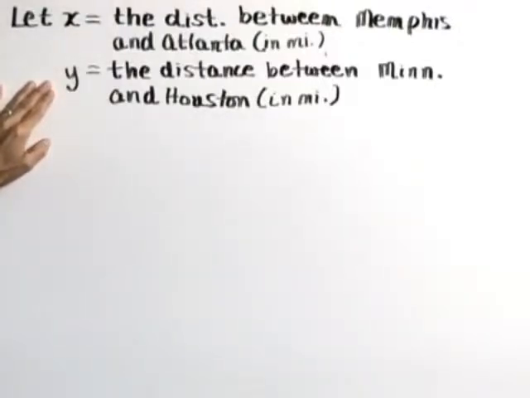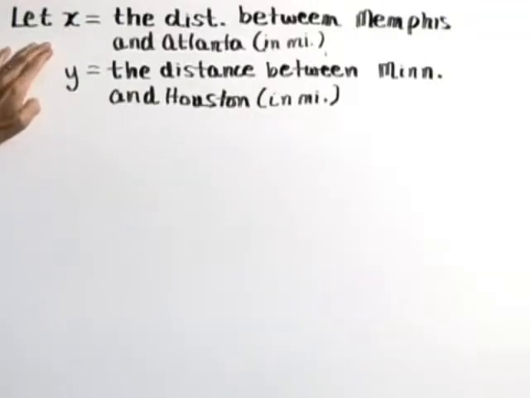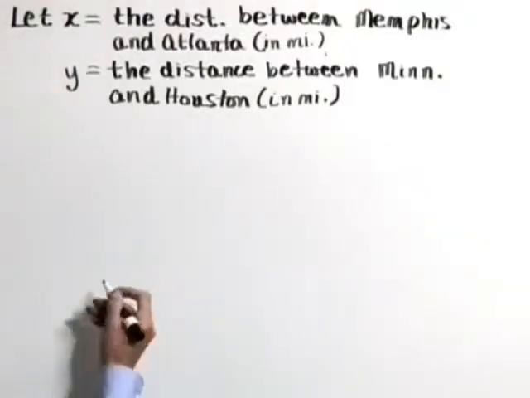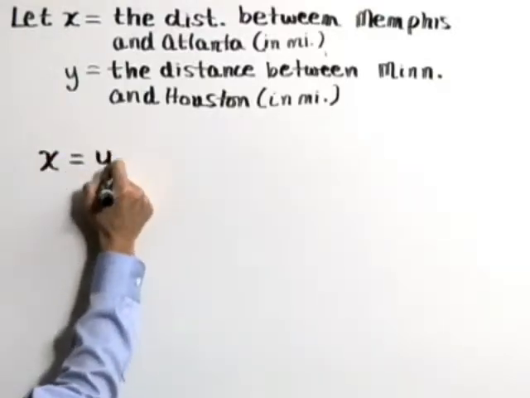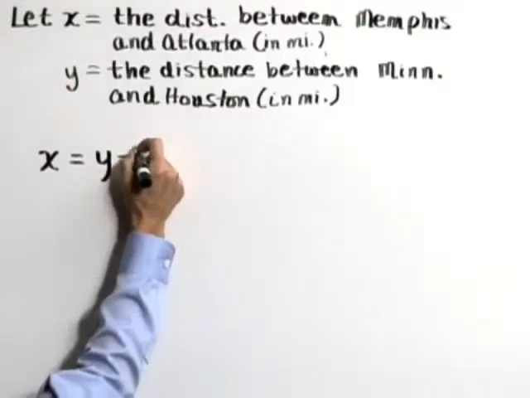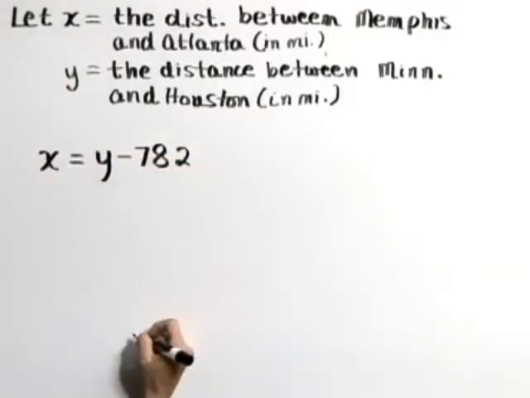Now let's write a system of equations for step 3. We're given that the distance between Memphis and Atlanta is 782 miles less than y, the distance between Minneapolis and Houston. So we can write the equation that x is equal to y, the larger distance, minus 782.